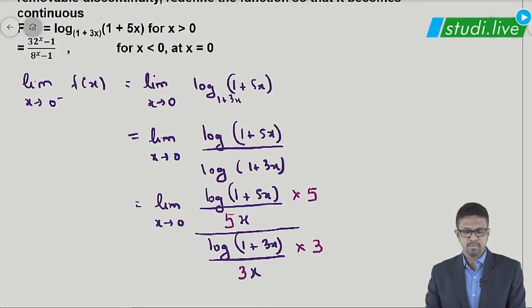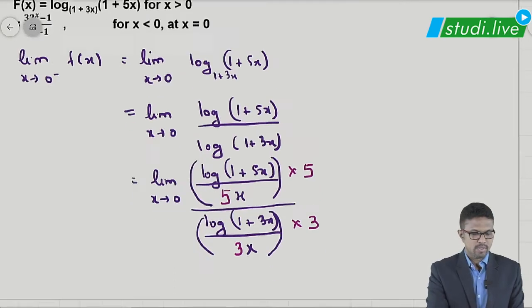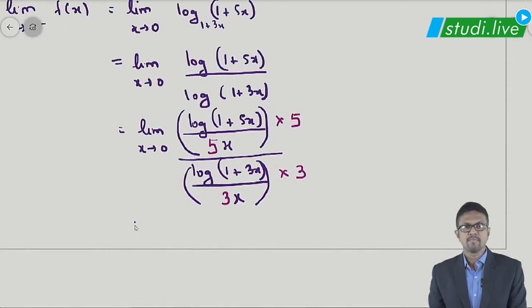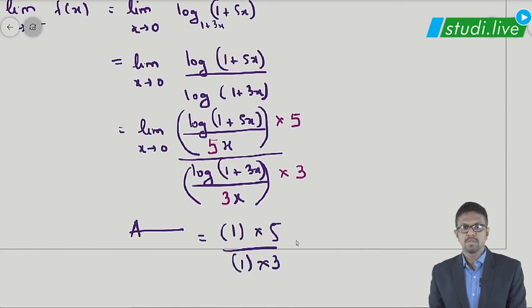This also becomes 1. So both the terms, this value is now going to become 1 when I apply the limit. This is also going to become 1 when I apply the limit. So upon applying the limits, I'll get 1 into 5 upon 1 into 3. So this is equal to 5 by 3. So this is what we can say is the left hand limit.